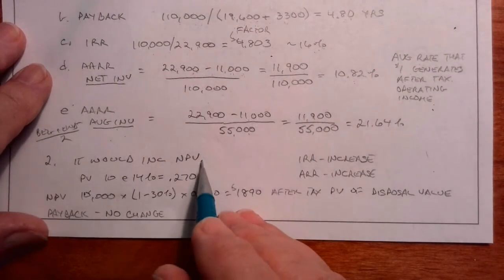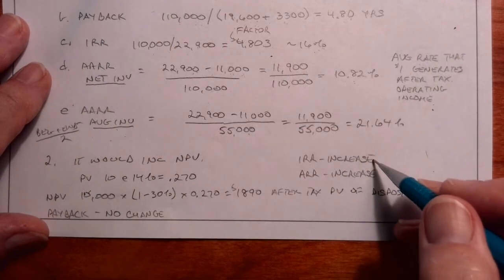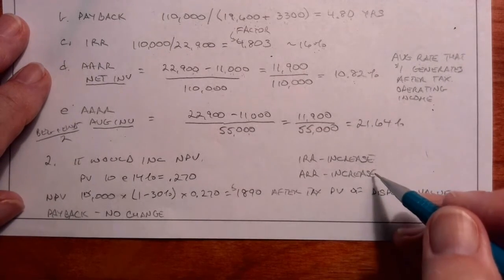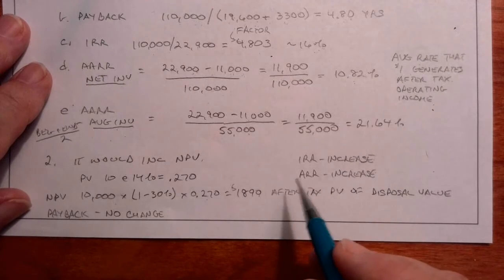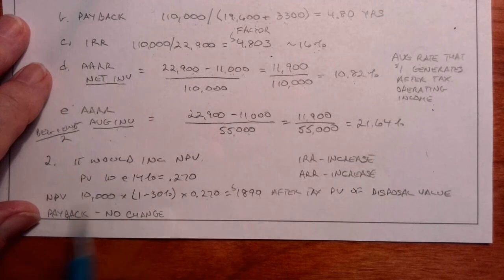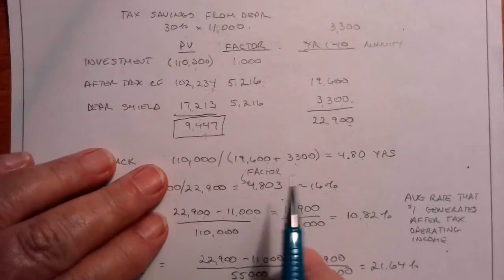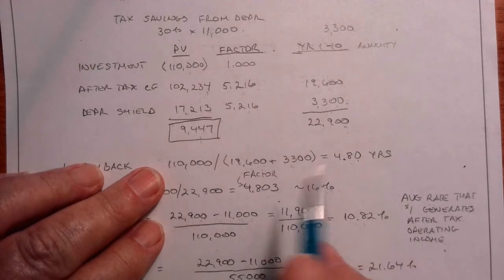It would increase net present value. Internal rate of return would be increased, and accounting rate of return would be increased. Net present value would have the present value of that 10,000, another 1,890, added to it, so that would increase, as you would expect. The payback period, though, would have no change, because it only deals with those first factors. It doesn't get down to year 10. This is how much we earn every year until it hits payback, and then we don't care.